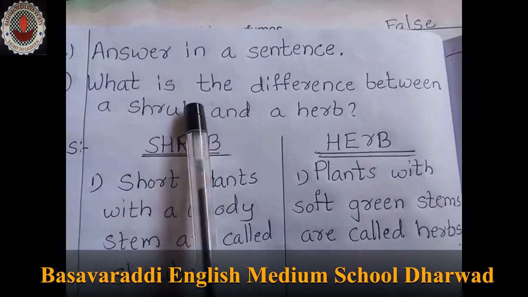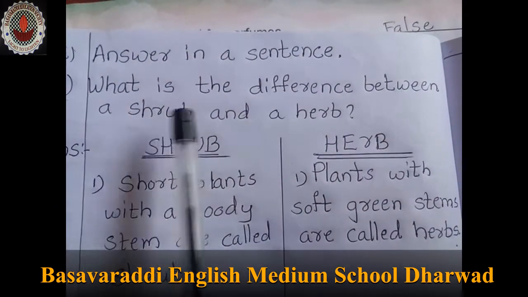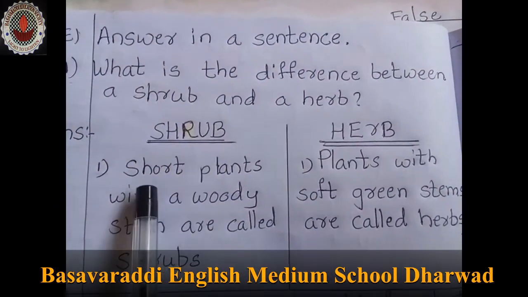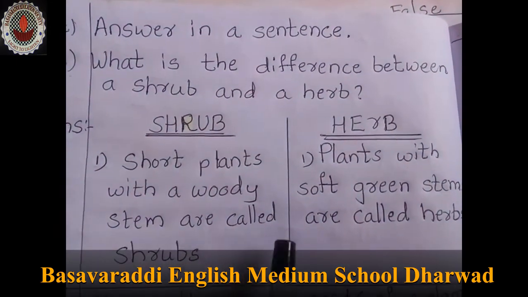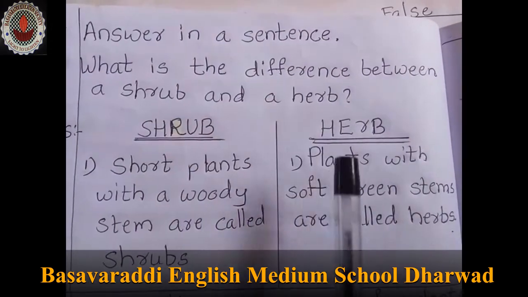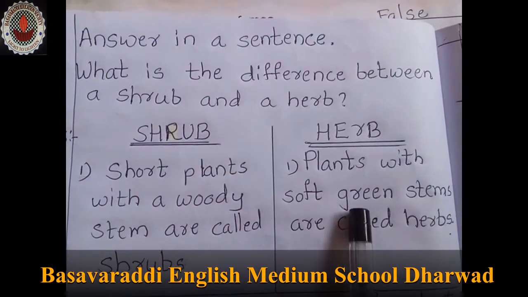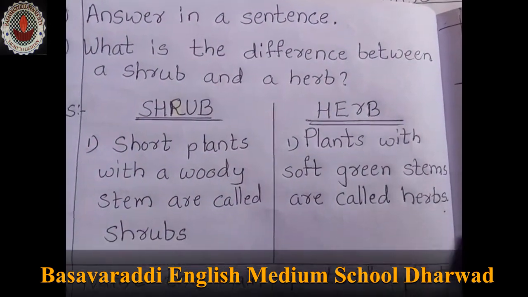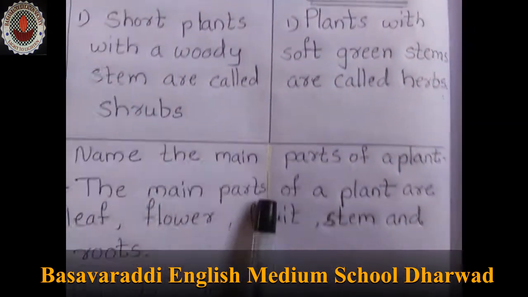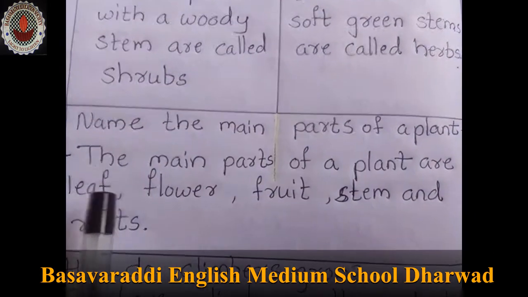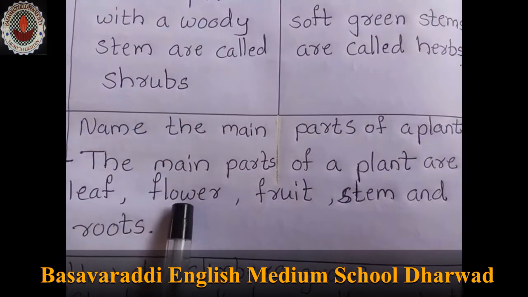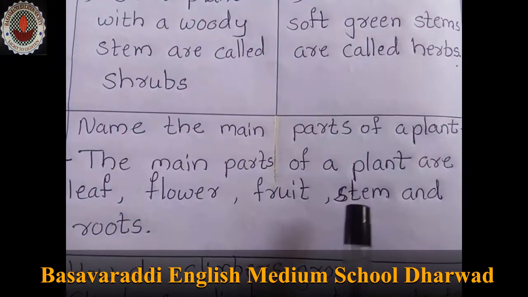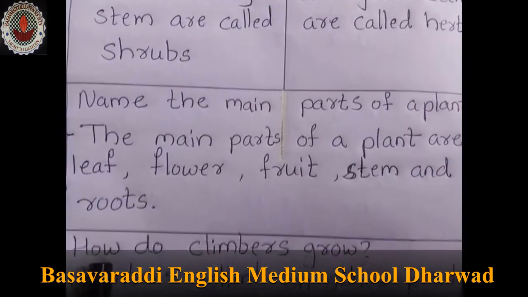First one, what is the difference between a shrub and a herb? Short plants with woody stems are called shrubs. Plants with soft green stems are called herbs. Name the main parts of plants. The main parts of plants are leaf, flower, fruit, stem and root.